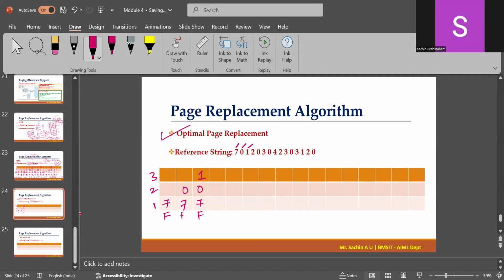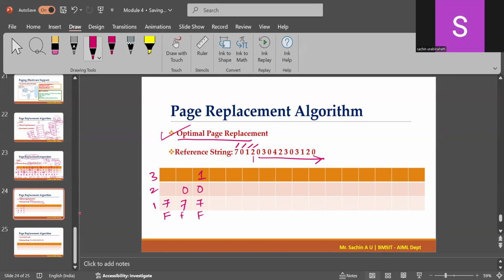The next is 2. This is where exactly the optimal page replacement algorithm starts, because there are no free slots available. So now, where should 2 be placed? If I am working on first in, first out, 7 would be replaced and 2 would take its place. But in optimal page replacement, the page I want to insert is 2. After this 2, we have to check the future pages. What are the future pages coming?